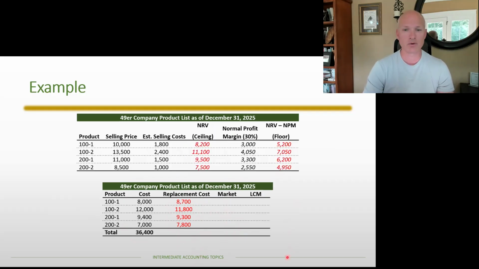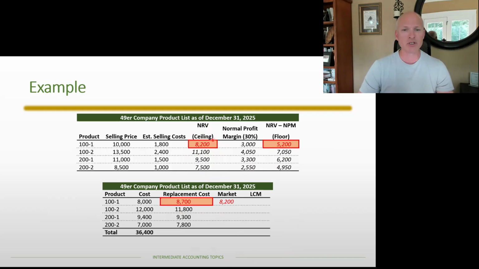And so let's look at the first one. We're going to compare the ceiling, floor, and replacement cost for the first product. Again, the default is replacement cost unless it's more than the ceiling or less than the floor. In this case, we see that it is more than the ceiling. And so in that case, we will use the ceiling as the market. So the market for that product is 8,200.